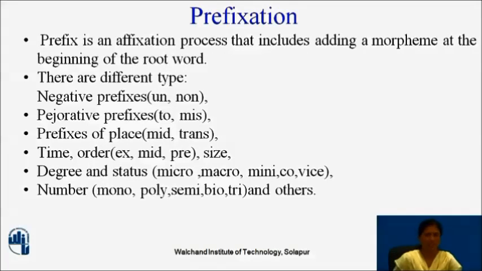Prefixation: a prefix is an affix, an affixation process that includes adding a morpheme at the beginning of the root word. There are types of prefixes: negative prefixes, through which we create negative words, that is antonyms, and pejorative prefixes, through which we create some new words. Sometimes we also create antonyms and synonyms. Then there are prefixes of place and time, such as mid, trans, ex, pre, and so on.